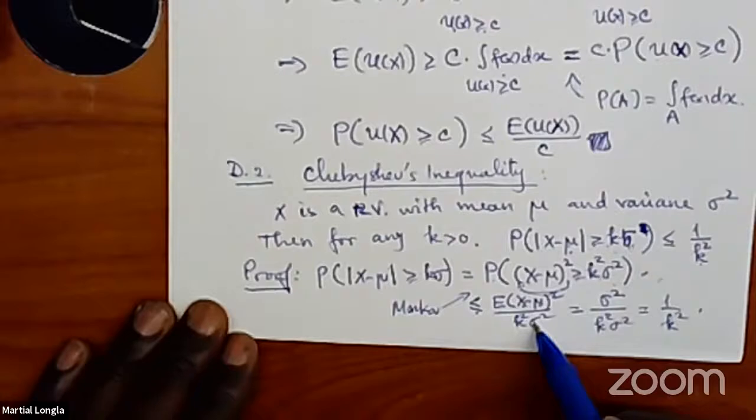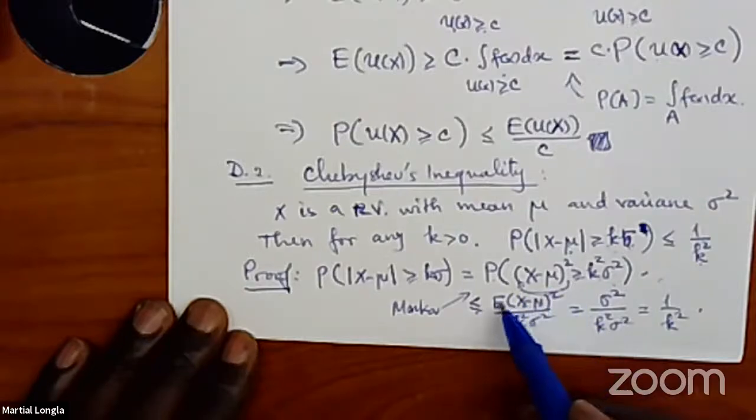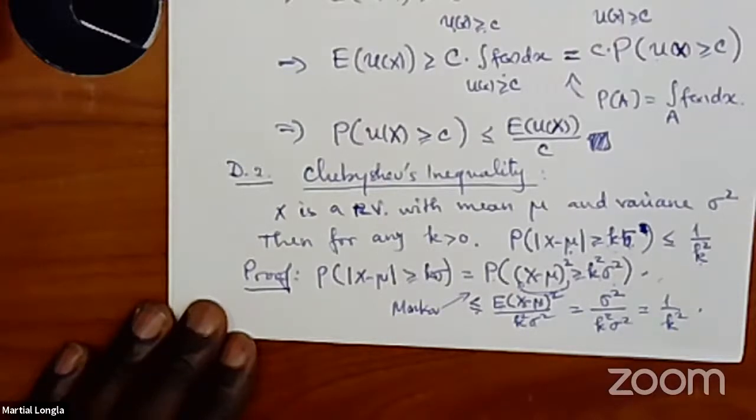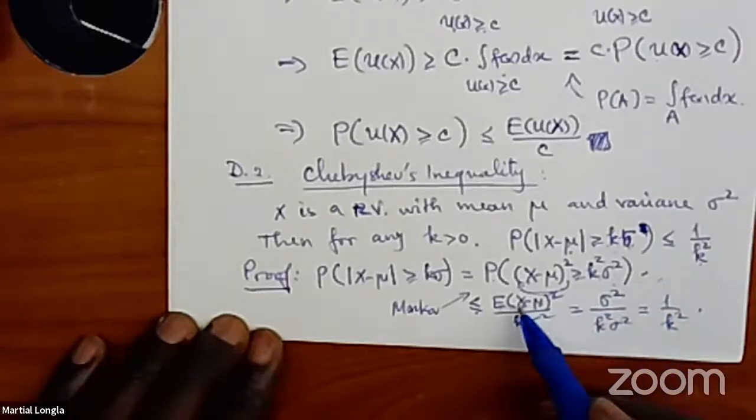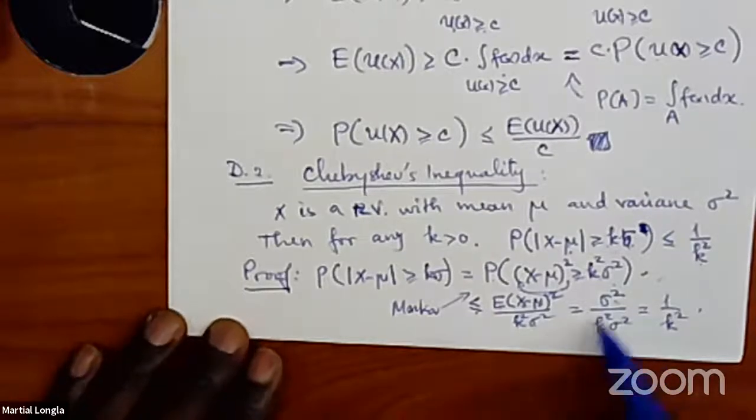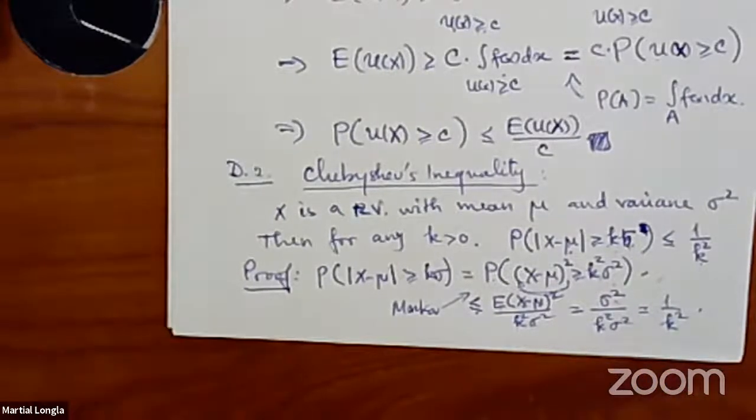So where c is, on top you have the expected value of that function, which is x minus mu squared. Now you use the definition to know that the expected value of x minus mu squared is sigma squared. That's the definition of the variance, and that was at the beginning of the lecture. So you just replace that by sigma squared, and then the sigma squares cancel, and you get 1 over k squared. Yes?